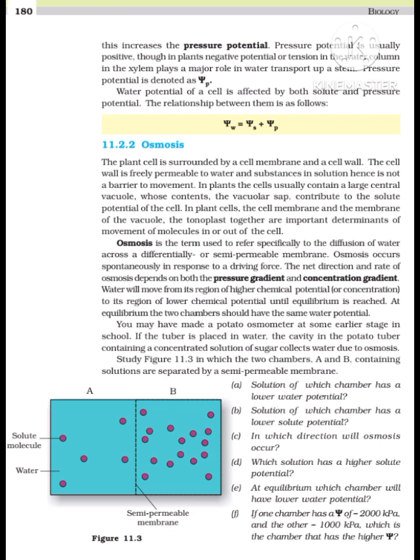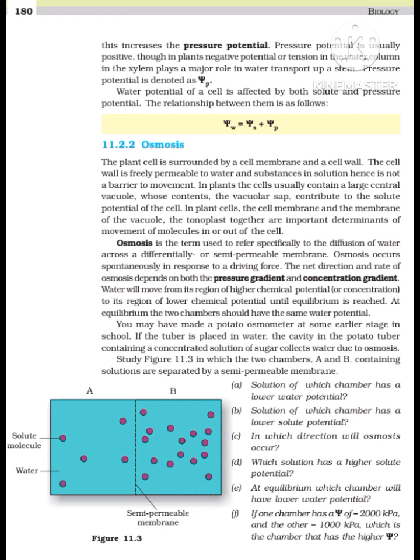1.2.2 Osmosis. The plant cell is surrounded by a cell membrane and a cell wall. The cell wall is freely permeable to water and substances in solution, hence is not a barrier to movement. In plants, the cells usually contain a large central vacuole, whose contents, the vacuolar sap, contribute to the solute potential of the cell. In plant cells, the cell membrane and the membrane of the vacuole, the tonoplast, together are important determinants of movement of molecules in or out of the cell.